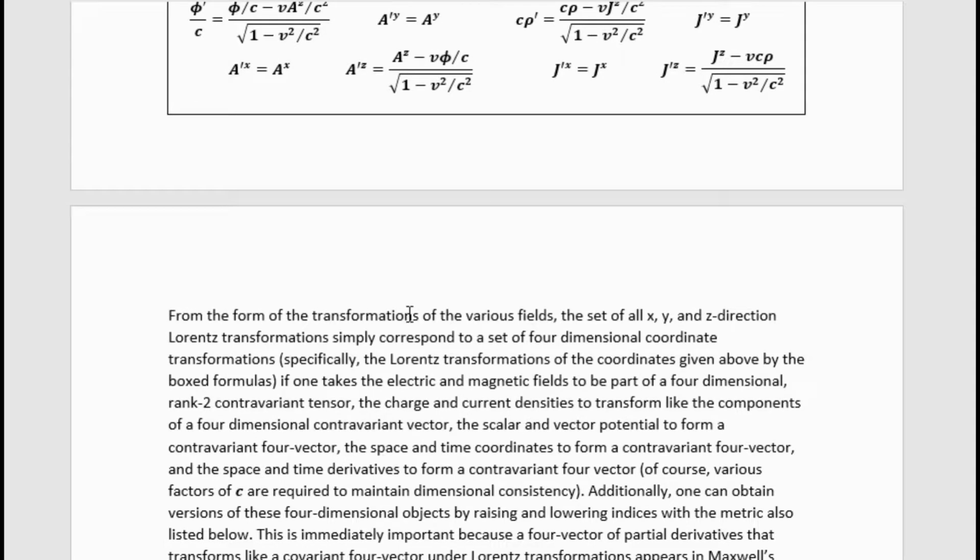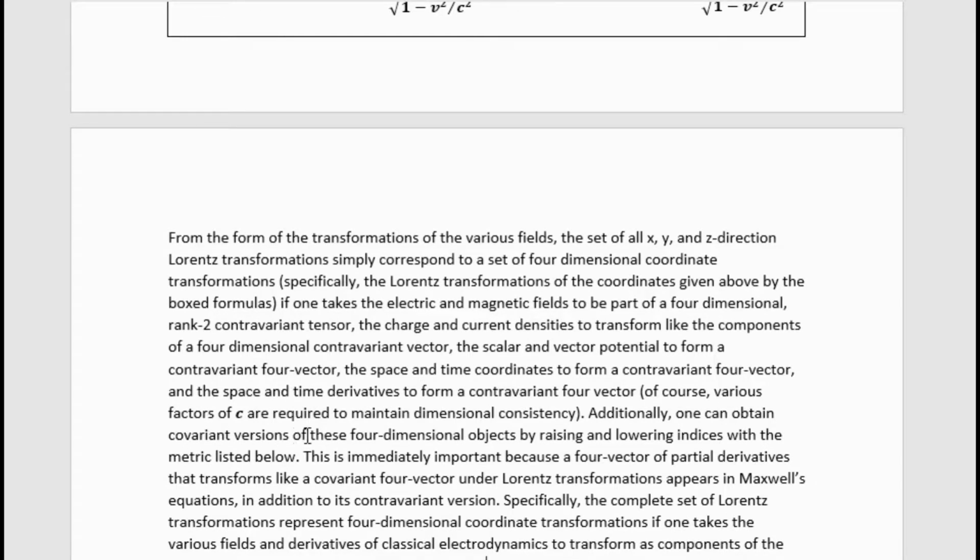From the form of the transformations of the various fields, the set of x, y, and z direction Lorentz transformations simply correspond to a set of four-dimensional coordinate transformations if one takes the electric and magnetic fields to be part of a four-dimensional rank 2 contravariant tensor, the charge and current densities to transform like the components of a four-dimensional contravariant vector, the scalar and vector potential to form a contravariant 4-vector, the space and time coordinates to form a contravariant 4-vector, and the space and time derivatives to form a contravariant 4-vector. Of course, various factors of c are required to maintain dimensional consistency.